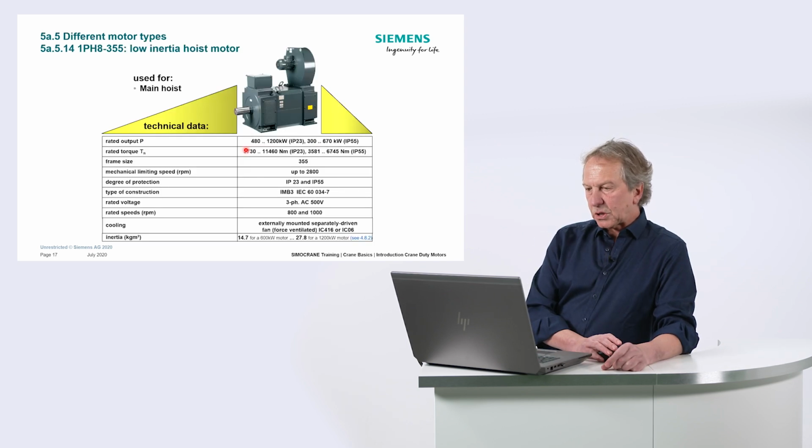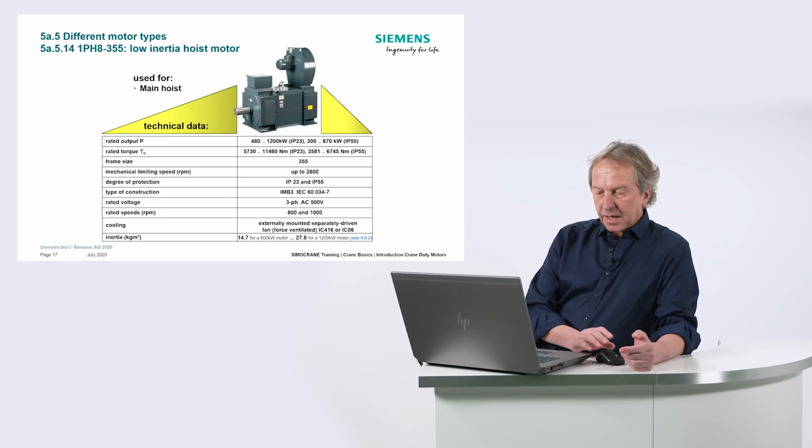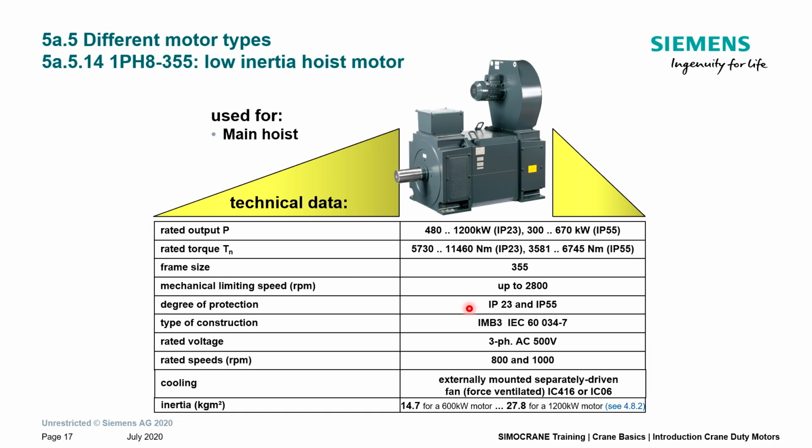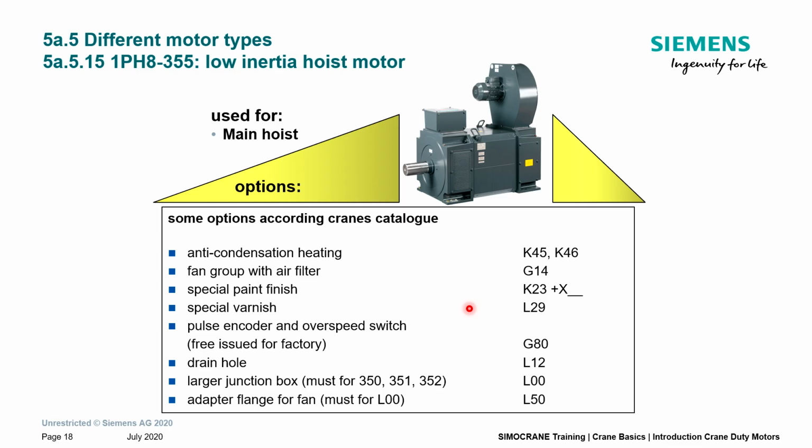Here are some details for this special hoisting motor. As I said, this motor has low inertia, we have it in IP23 and IP55 in a wide range of power with low inertia. We have for this motor again all necessary options that you need for installation outdoors or even indoors. It depends on the degree of protection that you select. And then we have things like anti-condensation heating, special paint finish, special varnish. That means special resistance against environmental impact. Pulse encoder, drain hole, which I explained before, at the lowest point of the mechanical installation. Larger junction boxes and also other necessary things you need for crane application.